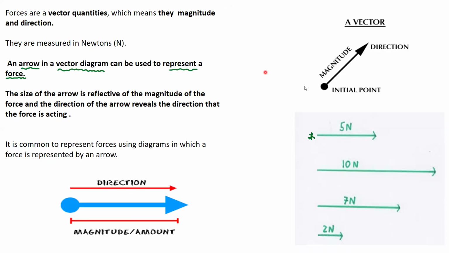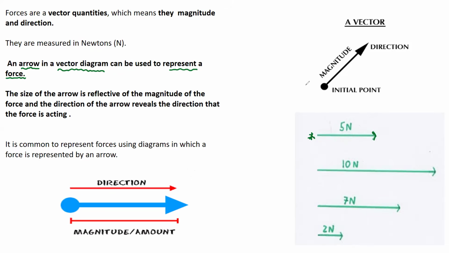It is interesting to note that the direction of the arrow indicates the direction the force is acting. Here's the direction here. It looks like this 5 Newton force is acting to the right. Even this 10 Newton force is acting to the right. So the arrow's direction is the actual direction of the force.